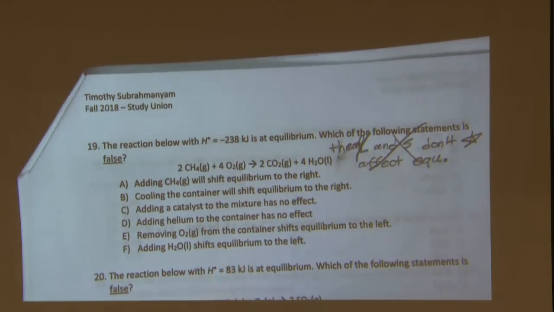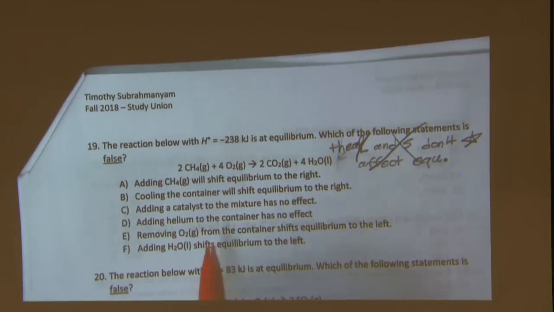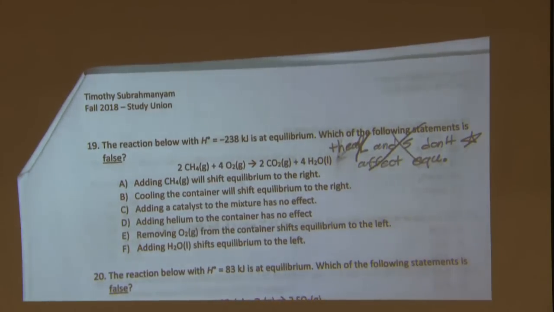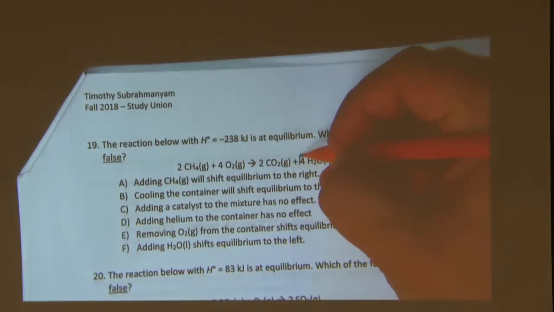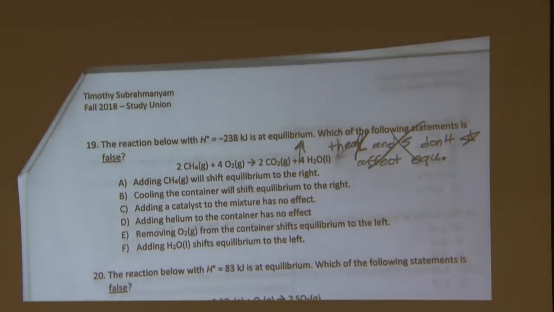Now, for the last question, adding H2O liquid shifts equilibrium to the left. This is false. Okay, so think about this. Here, if I increase this product, which way should equilibrium shift? It'll actually shift to the left.